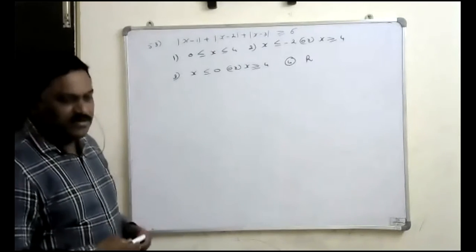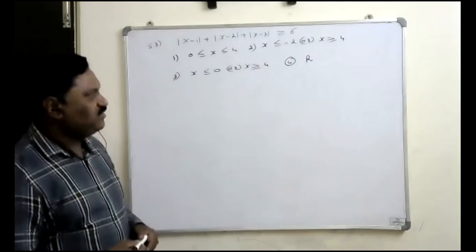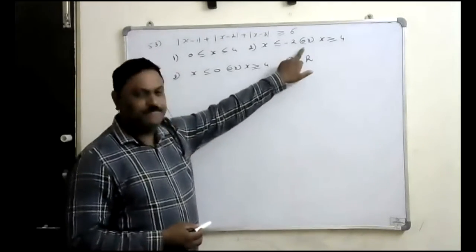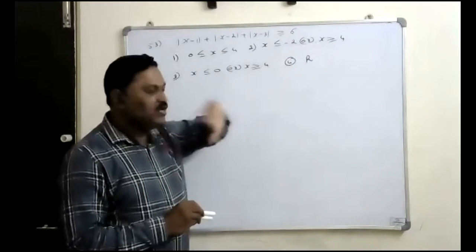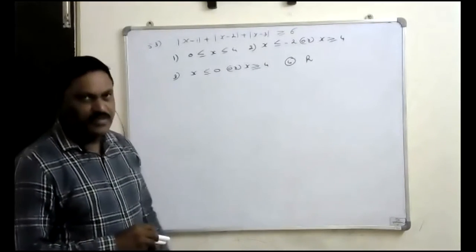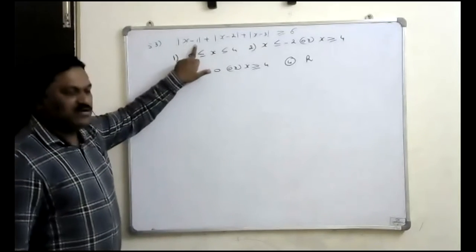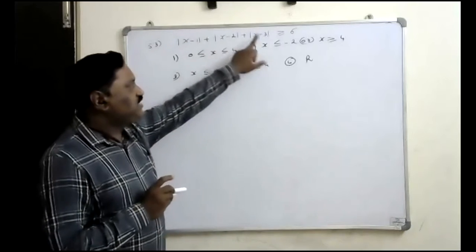We can take x equal to 0, right? Because 0 is there here, but 0 is not there here. Okay, the other interval is smaller than minus 2 or bigger than 4. So I will take x equal to 0 and substitute here. If x is 0, then 0 minus 1 gives modulus 1, this is 2, this is 3.